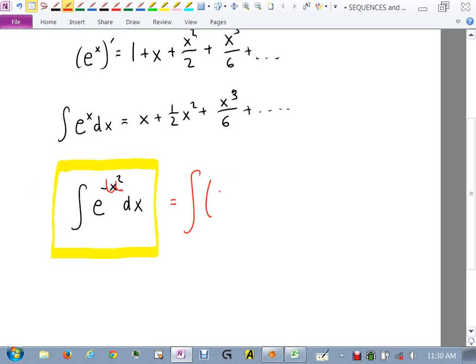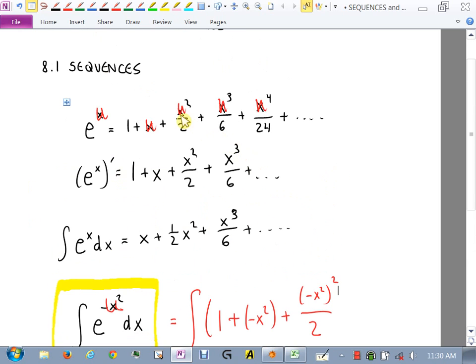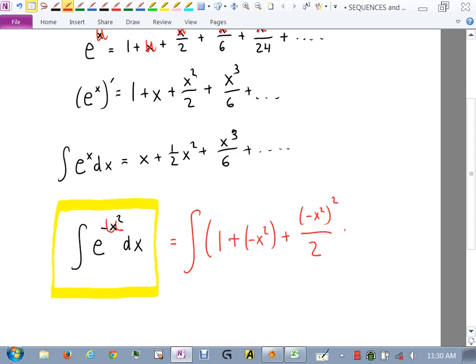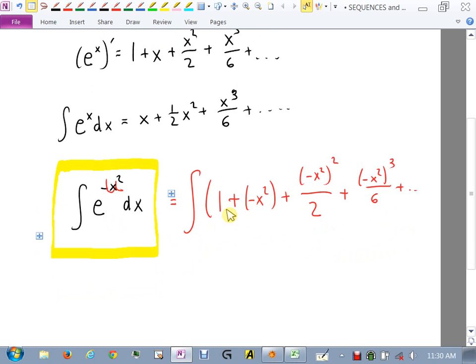So it's going to first be 1 plus x, right? But what's x for us? Negative x squared. And then plus, it's supposed to be x squared over 2. But x for us is negative x squared. So it'll be negative x squared squared over 2. Does that make sense? I'm rewriting this formula, replacing all these u's with x squareds. Next one would be negative x squared cubed over 6. And keep going, right? And these are all just powers of x, right?